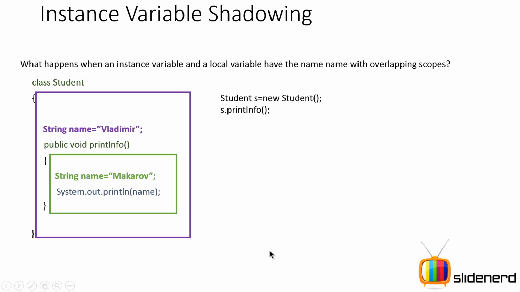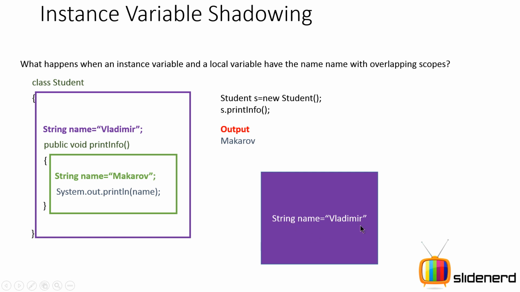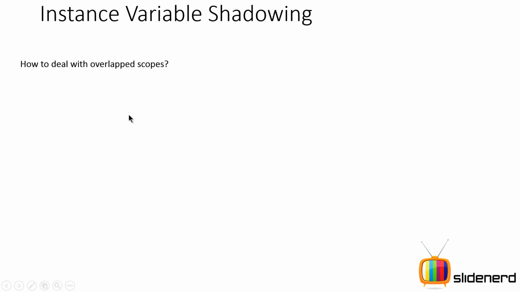So now when you print it out by saying s.printInfo, the output is going to be Makarov, because this is the variable which is of prime concern right now. So at that point the string name is Vladimir, which is the original instance variable, is hidden by string name is Makarov. So how do you show both of them if you want to? Let's talk about how to deal with overlapped scopes.